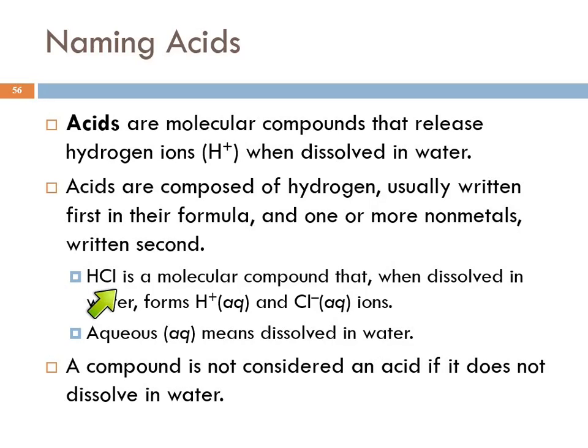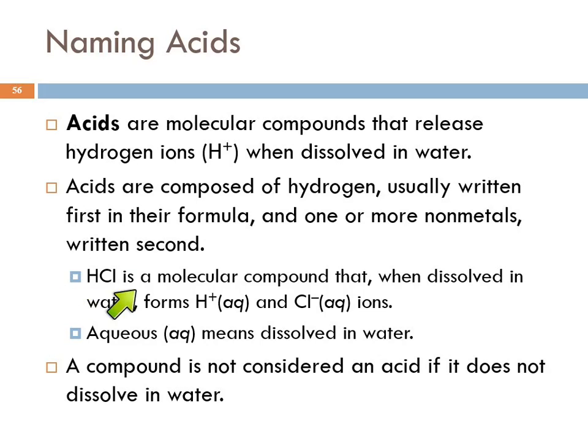So HCl, this is a molecular compound. It's 2 nonmetals, hydrogen and chlorine. But when it's dissolved in water, it ionizes and forms hydrogen ions and chloride ions. And this little AQ means aqueous, dissolved in water. So H plus with AQ after it means those are hydrogen ions dissolved in water, chloride ions dissolved in water.